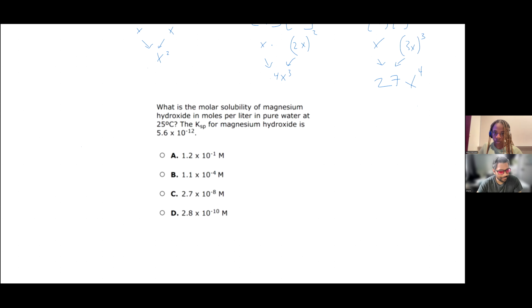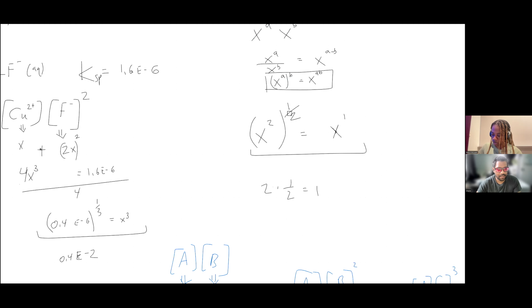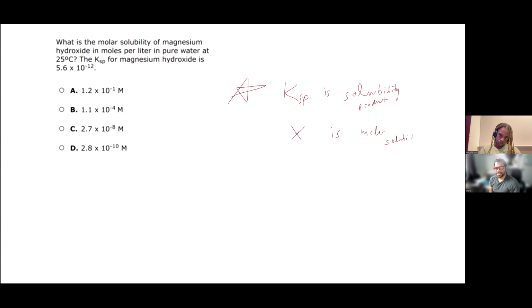Oh, I should have said, my bad. In all of these, when I turn it into the X, maybe I'll put it in red here. So the KSP is the solubility product, but the X is the molar solubility. Okay. So here we're essentially just trying to find X.